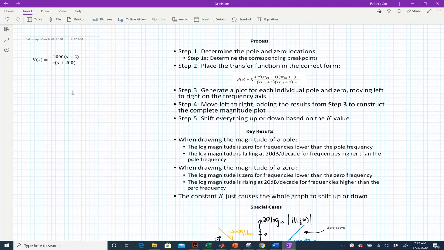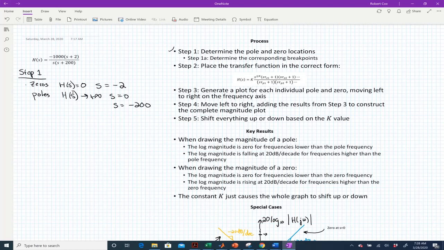Okay? So let's follow through our typical steps. Step 1, determine the pole and zero locations. We remember that zeros are the values of s for which H of s is equal to 0. So in this case, it would be s equal to negative 2. And my poles are where H of s goes to infinity, which would be at s equal to 0 and at s equal to minus 200.